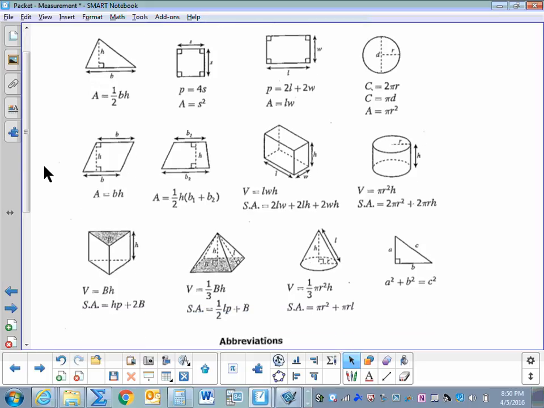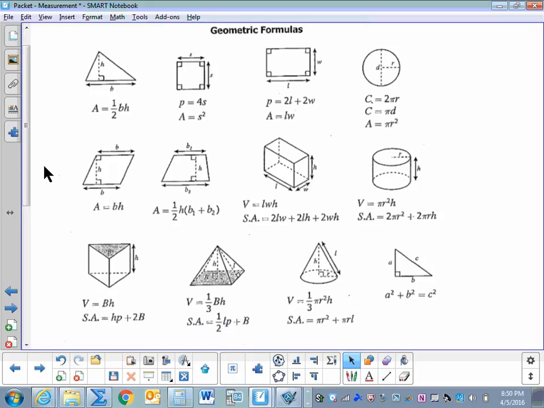Today we'll be calculating the volume of a 3D figure. We'll be using our formula sheet. And as you can see, there's lots of shapes and figures and lots of formulas on this sheet. So let's try to categorize this to make it easier to remember.